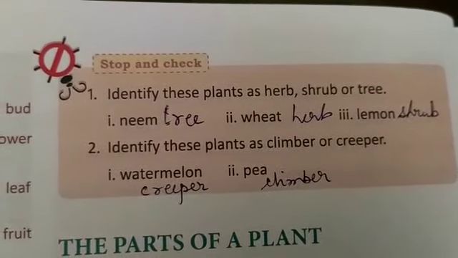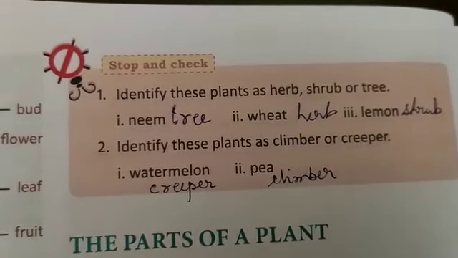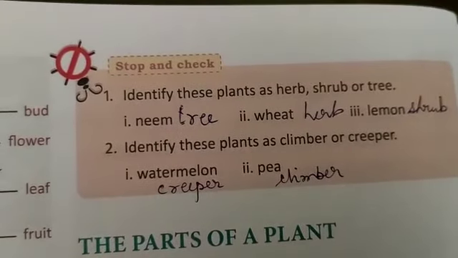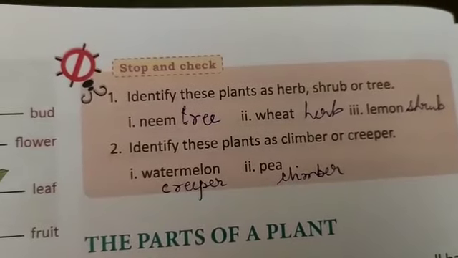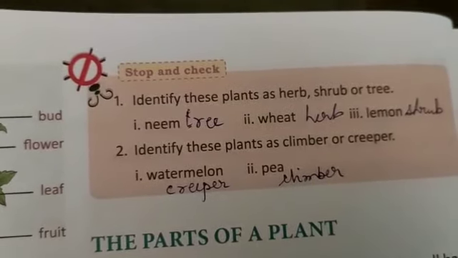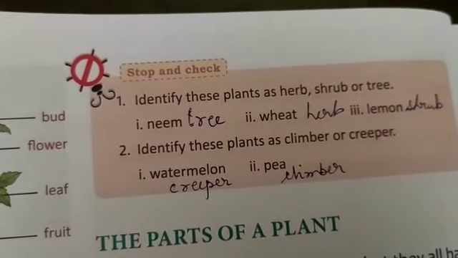And identify these plants as climber or creeper. Watermelon, it is a creeper and pea is a climber. Till this much I hope it is clear to you. The 5 types of plants we have learnt about: herbs, shrubs, tree, climber and creeper.